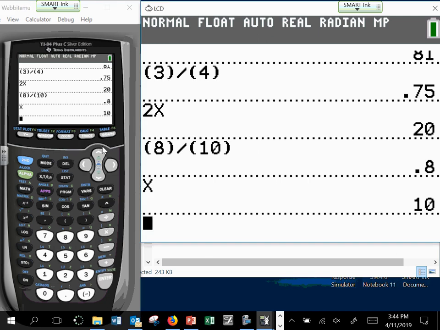Sorry, let me get back to this. So there's really 3 steps to this. The first step is entering your function. The second step is graphing your function. And the third step is looking at the table so you can graph by hand.